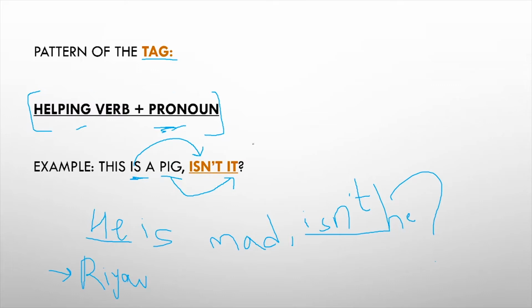Alright, this is the pattern of the tag. There can be more examples like I have given you here. Okay, and we will talk about how the tag works. Why am I using n't here, not here? Why am I using not here? We will discuss it. Okay, let's move on to the next point.